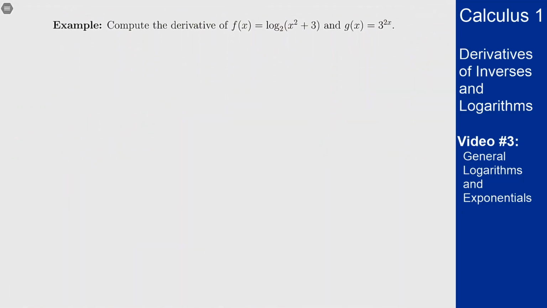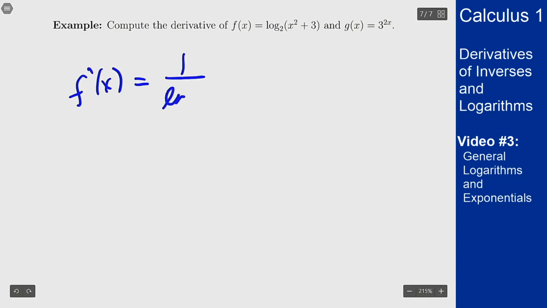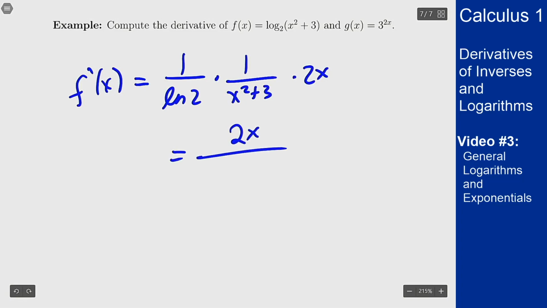Now I want to find these two derivatives: the derivative of f of x, which is log base 2 of x squared plus 3, and g of x, which is 3 to the 2x. For f of x, this is a chain rule problem. I have log base 2 of stuff. So what I should get is 1 over log of 2 times 1 over stuff, and then times the derivative of the inside, which is 2x. So I end up with 2x over x squared plus 3 times log of 2 for that.